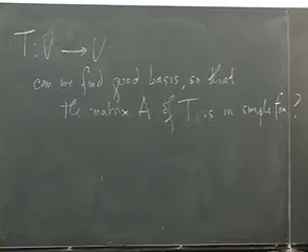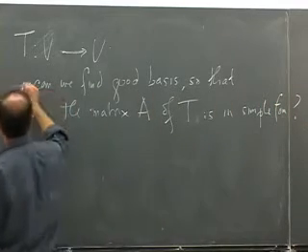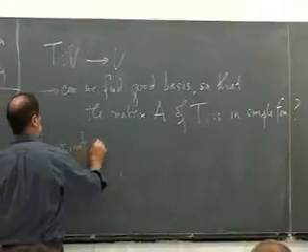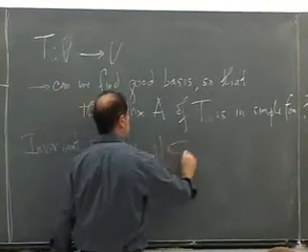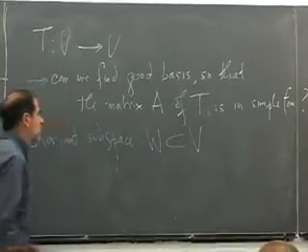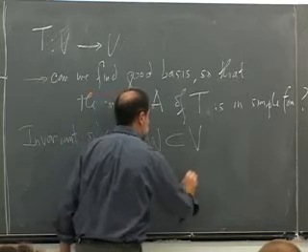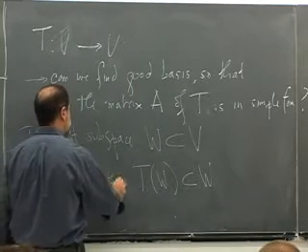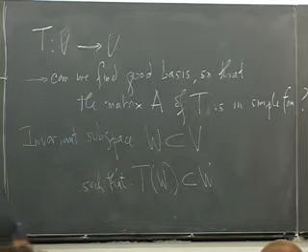First of all, when you have a linear operator on a vector space, you have a notion of an invariant subspace. An invariant subspace is a subspace W of V which is preserved under T, such that T of W is contained in W. So if you apply T to any vector in W, you stay in W. That's what it means, invariant under T.